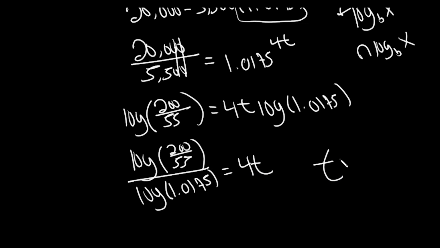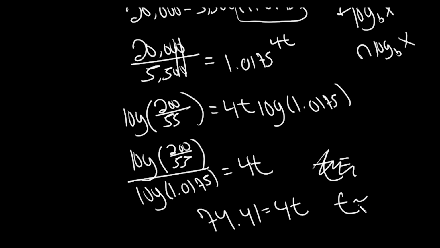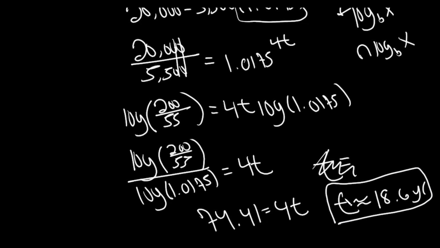So I'm going to go ahead and put t is equal to, and plugging that in, we're going to get the following. You end up getting about 74.41 equal to 4t. And then finally, you're going to divide both sides by 4. And when you do that, you get about 18.6. So time is about 18.6. So actually, I'm going to go ahead and rewrite it as time about, because I'm going to round it, 18.6, and that will be years. Okay? And there it is. So it's going to take 18.6 years to reach that amount of $20,000 at that current rate.